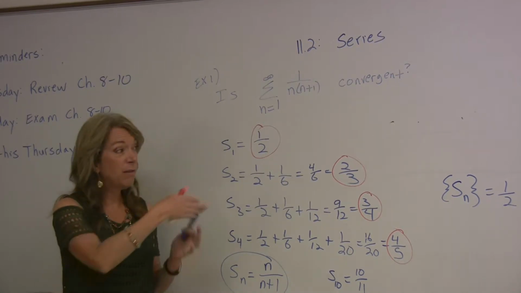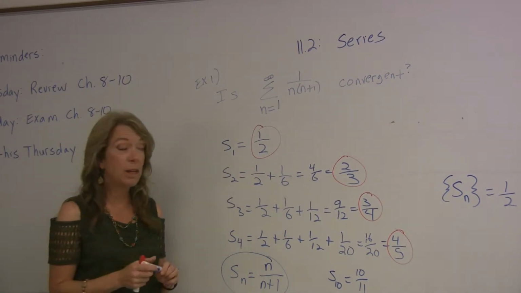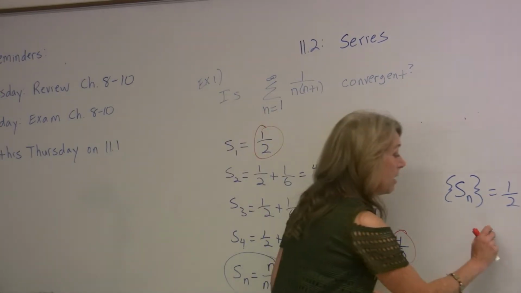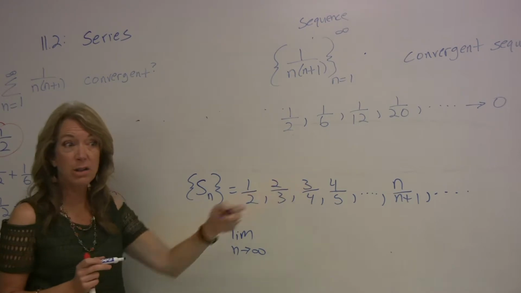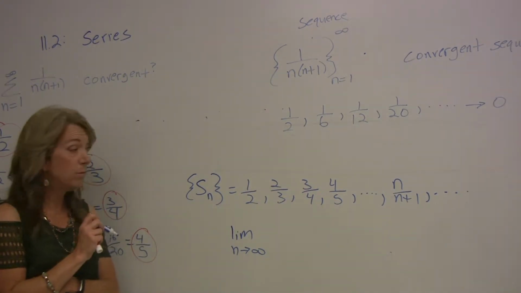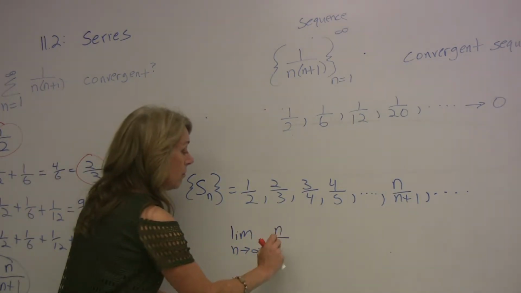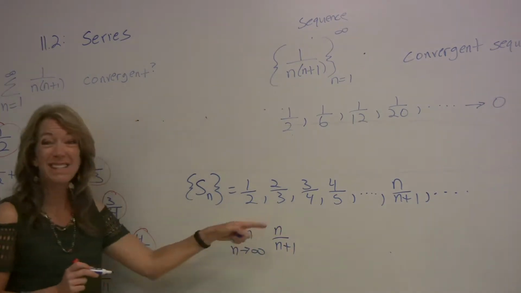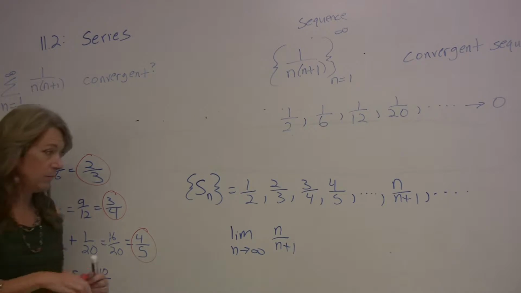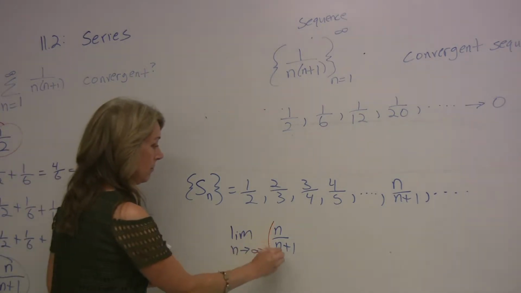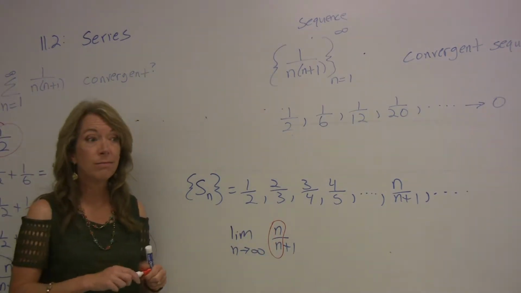I get a number, and if I go out there infinitely, it's approaching something. In general, I'm taking the limit as n goes to infinity of this. What happens if I do an infinite number? Where are they approaching? If you have the formula, it's easy to take the limit. What's that approaching? n over n, which is 1.